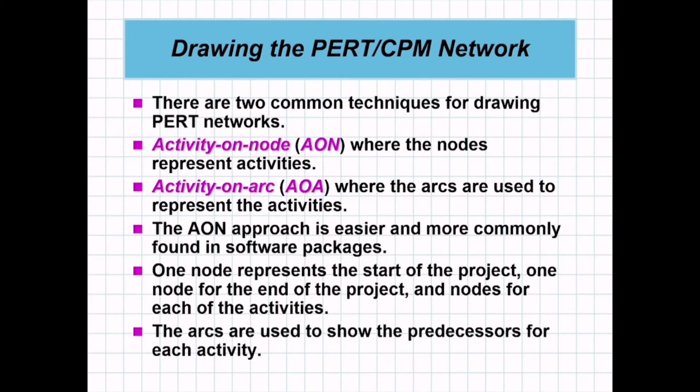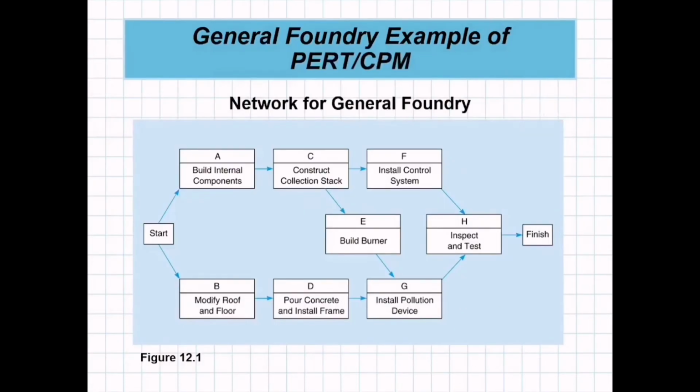One node represents the start of the project, and the node for the end of the project, and the nodes for each of the activity. The arcs are used to show the predecessors of each activity. So let's take a look at the network. So this is the network for the General Foundry. As you can see, we have here the start.